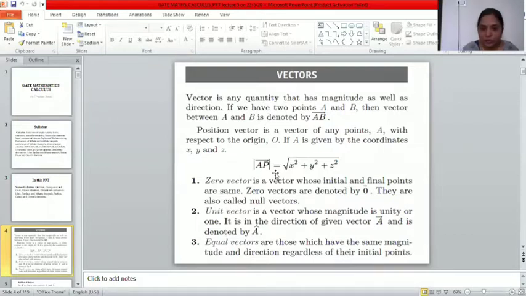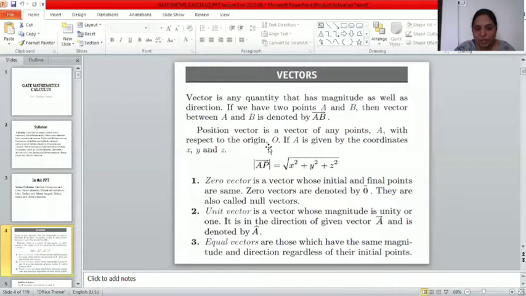So if you have 2 points A and B, then the vector between A and B is denoted by AB, with a bar above it, called vector AB bar. Then a position vector is a vector of any point A with respect to the origin O. If it starts from the origin to a point A in the plane, and we draw that OA, then OA will be the position vector.